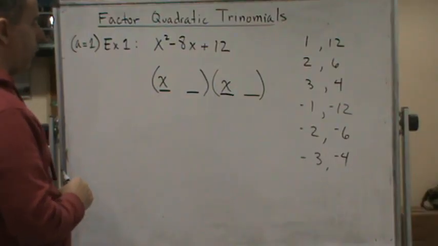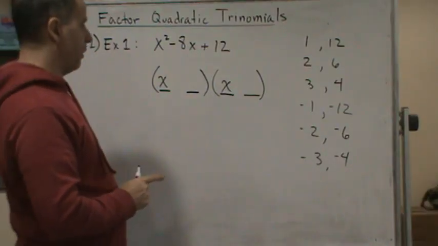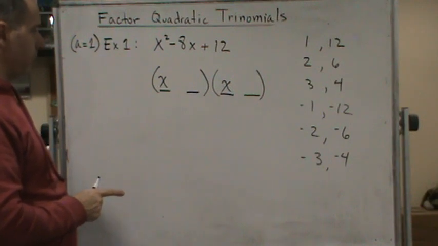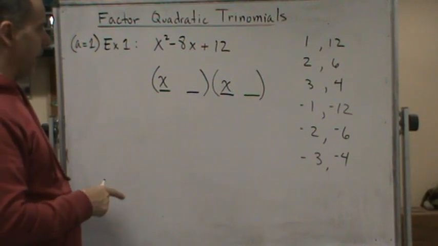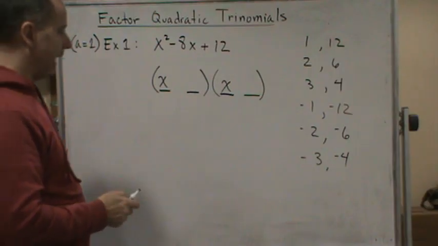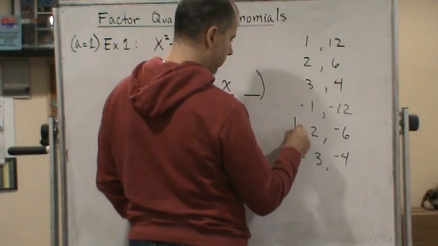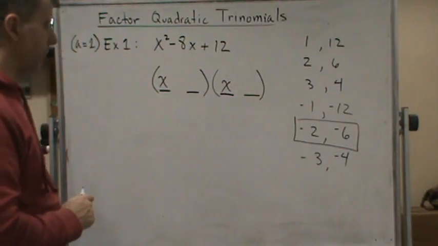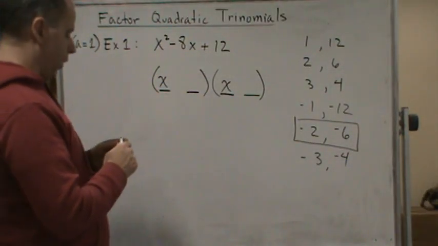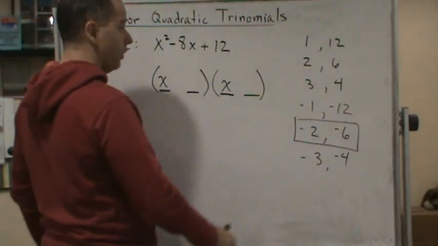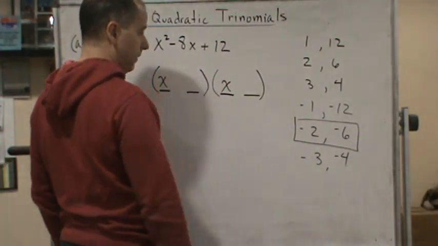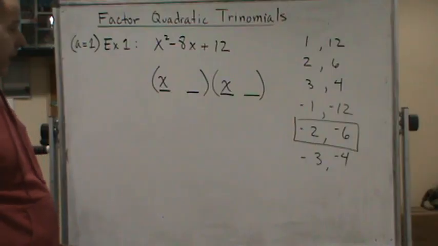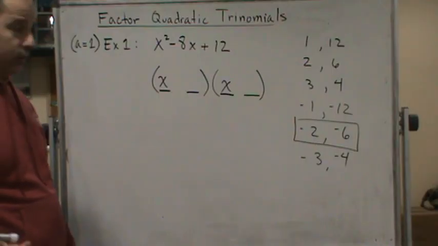So the only factors that will multiply to give us positive 12 and will add to -8 is this one. Now, we could try all of these until we come up with the right one. That's called trial and error.